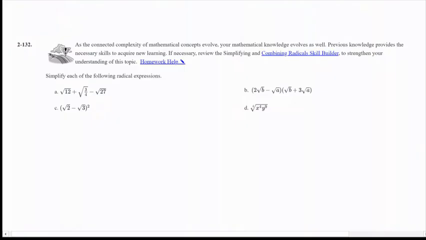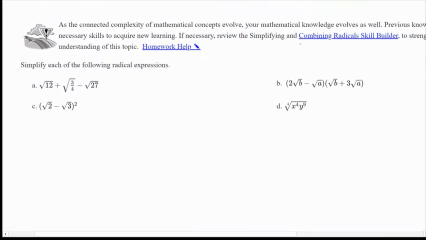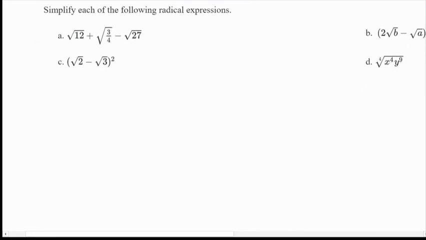So here we are asked to simplify each of the following radical expressions. If you notice above, the textbook has a little link to practicing this if you need more. But to do this, whenever I see a radical expression that I want to simplify, the first thing I'm going to do is try and simplify each of the radicals by themselves and see if they have a common root that I can kind of add together.